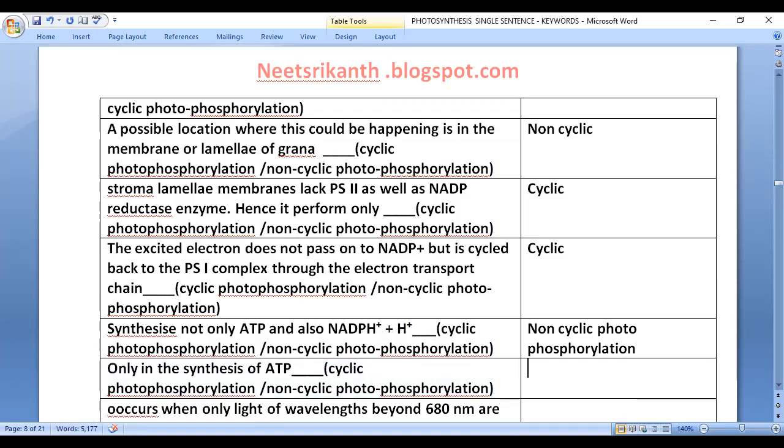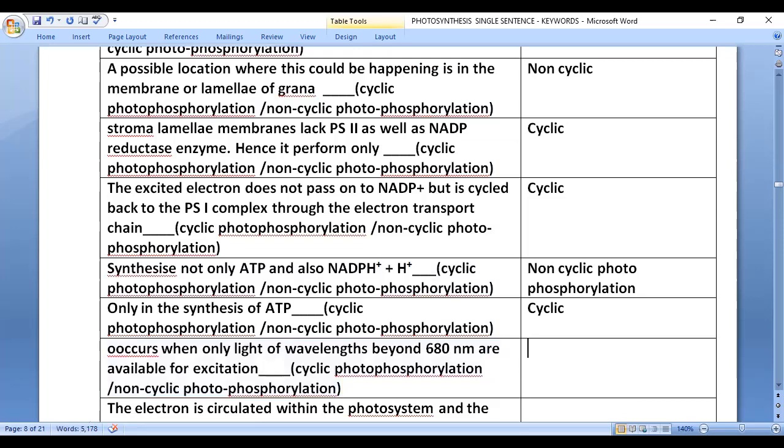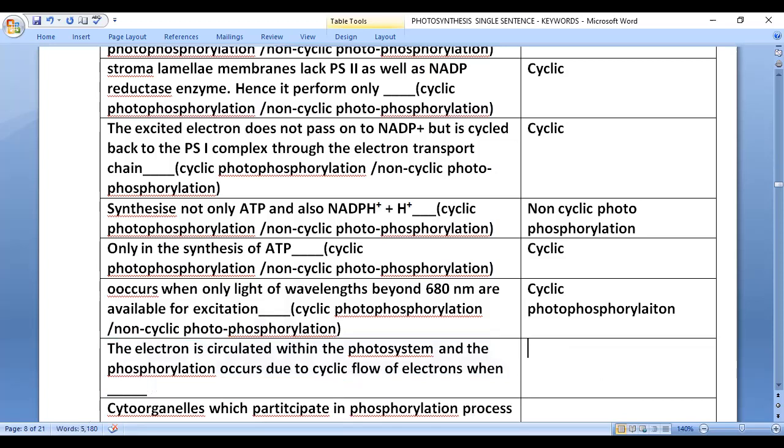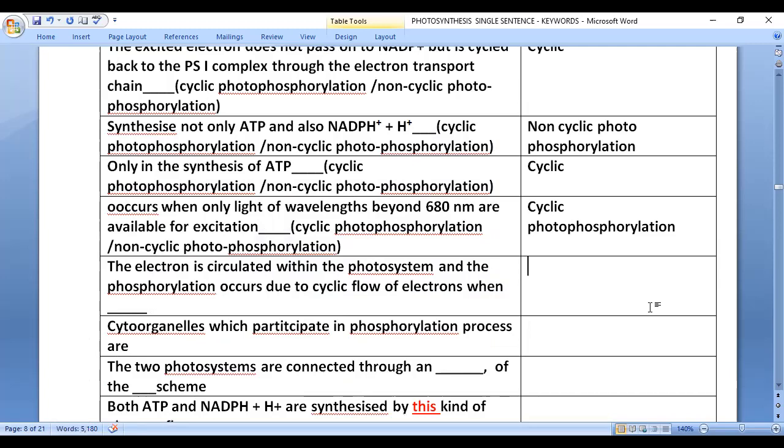Synthesis of only ATP, that is cyclic photophosphorylation, occurs when only light of wavelengths beyond 680 nm is available for excitation. The electron is circulated within the photosystem and phosphorylation occurs due to the cyclic flow of electrons when only PS1 is functional. Cytoorganelles which participate in the photophosphorylation process are mitochondria and chloroplast.